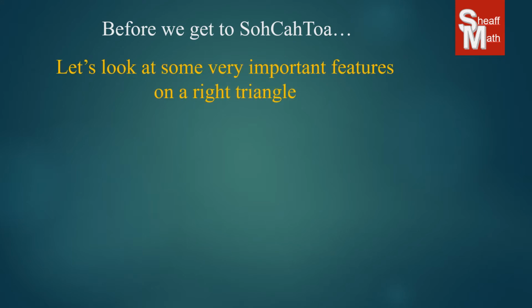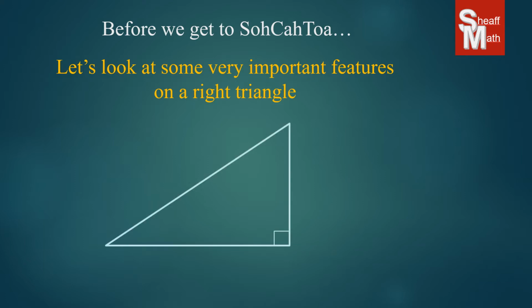So before we get to SohCahToa, let's look at some very important features on a right triangle. The right triangle has one angle which is a 90-degree angle, and the three sides are going to have very significant importance in relation to certain angles. If we look at this angle right here in the left bottom corner, the three sides have certain names. Of course, the hypotenuse will always be that long side that's across from the 90-degree angle.